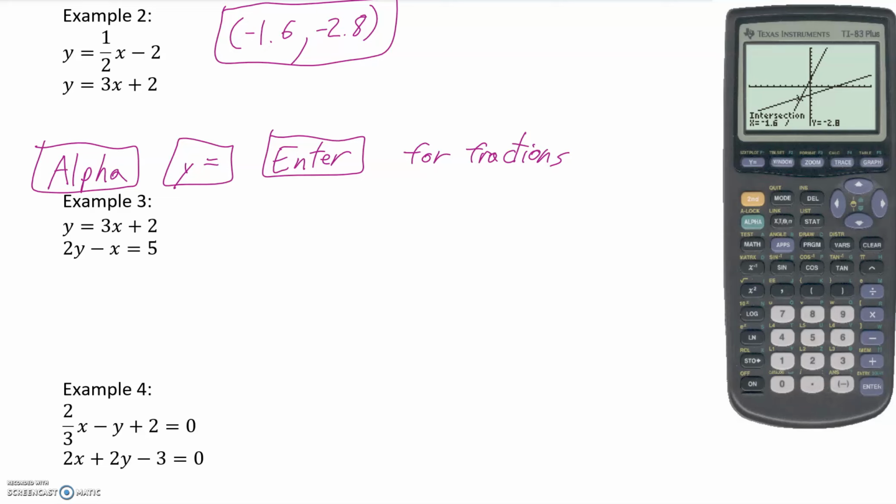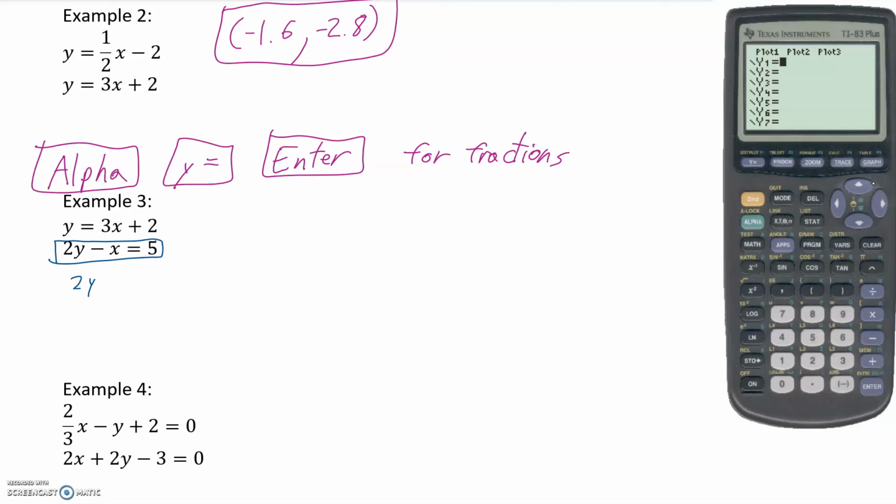Okay, so the big deal about these next two questions is that you need to make it into y equals. So you can see here that this is not in the form y equals mx plus b. So you're going to have to change it into y equals. Because if you don't put it into y equals, then you won't be able to plug it in here. And you can see that in our calculator, there's only y equals. We can't type in 2y equals. It doesn't work. So we're going to have to rearrange this.